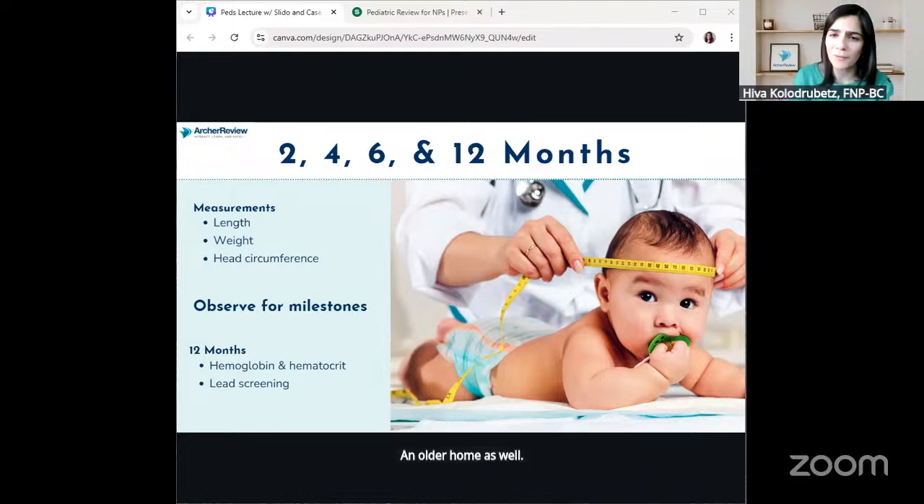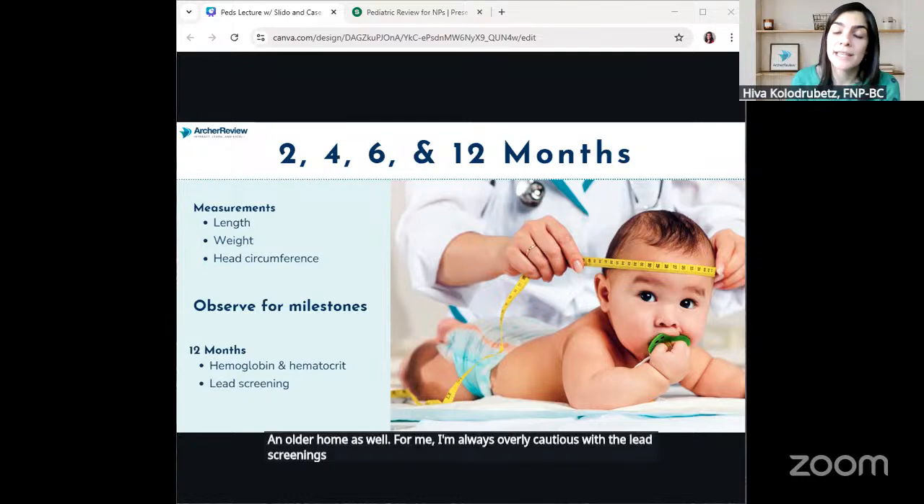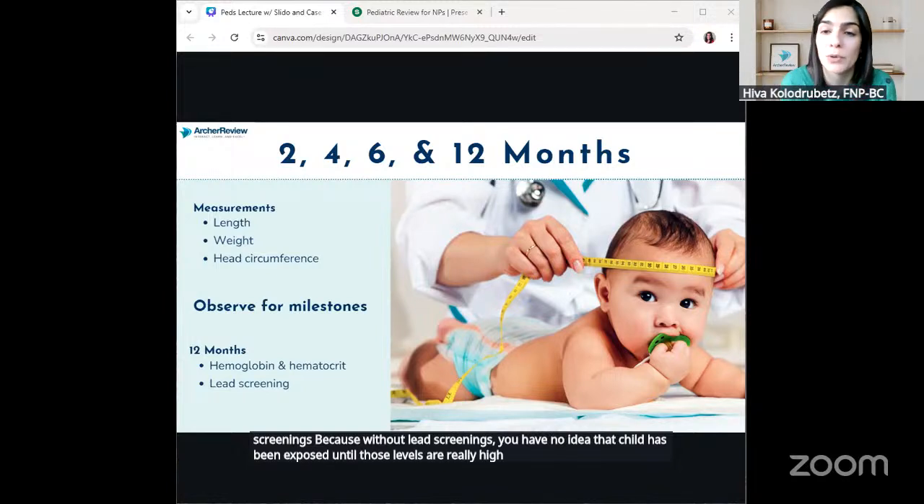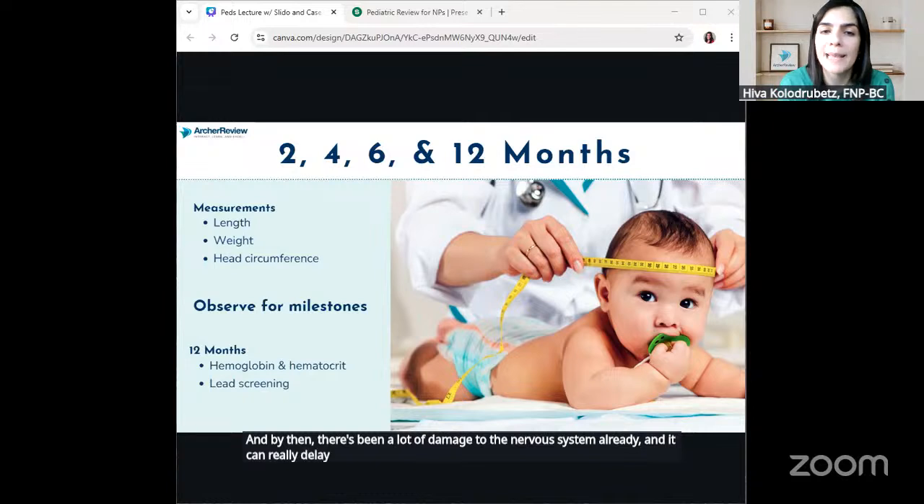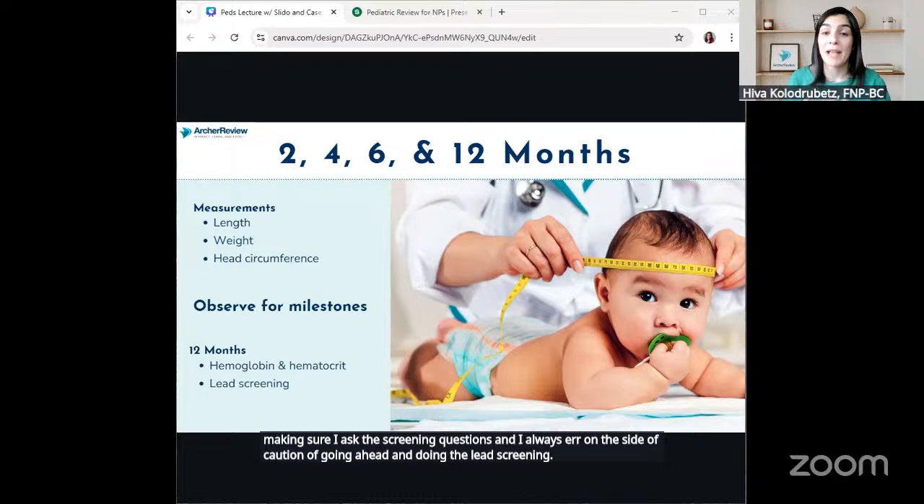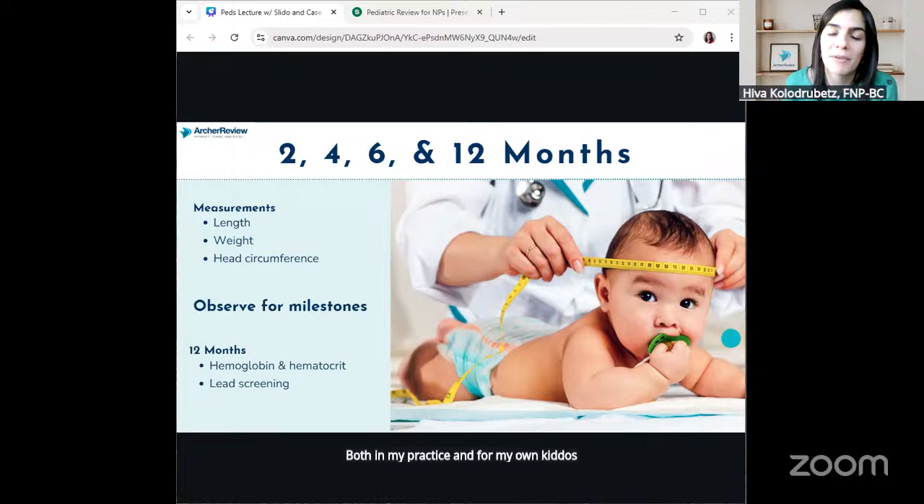For me, I'm always overly cautious with the lead screenings because without lead screenings, you have no idea that child has been exposed until those levels are really high, that there's been high exposure. And by then, there's been a lot of damage to the nervous system already, and it can really delay growth and development. So for me, I'm hyper vigilant about making sure I ask the screening questions, and I always err on the side of caution of going ahead and doing the lead screening, both in my practice and for my own kiddos, even though we live in an area where it's not as common.